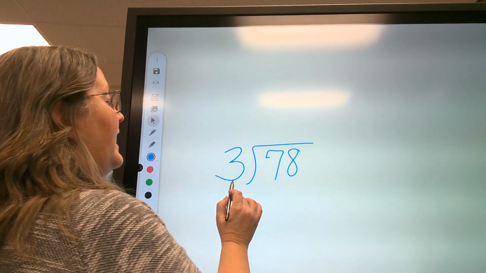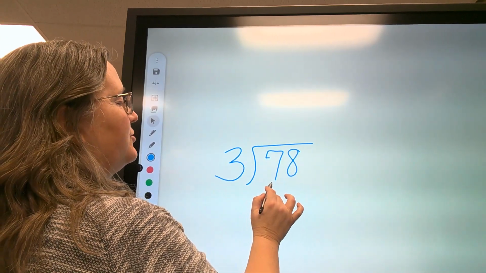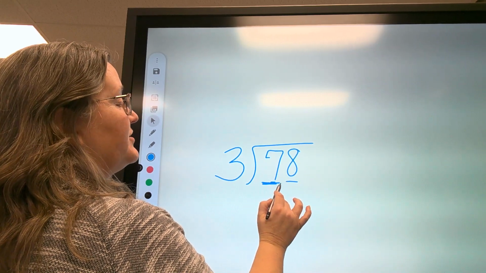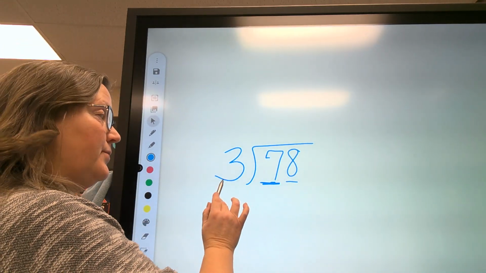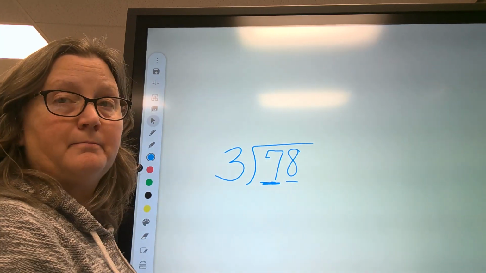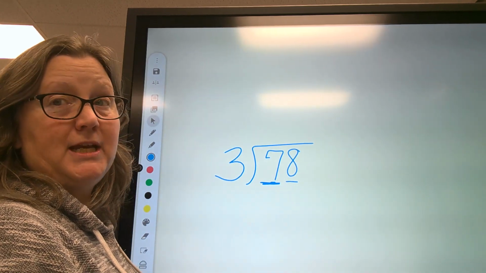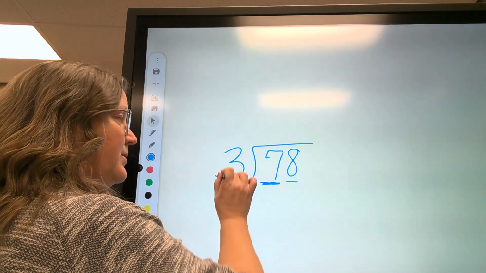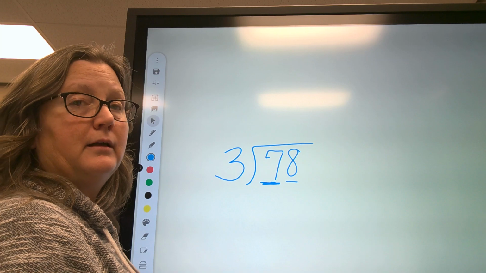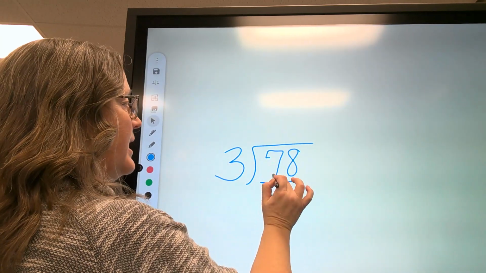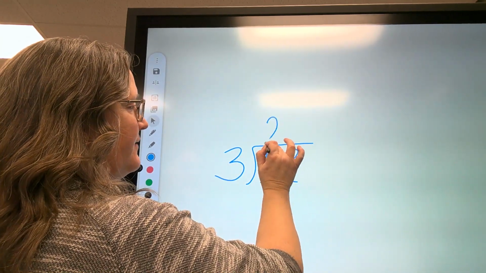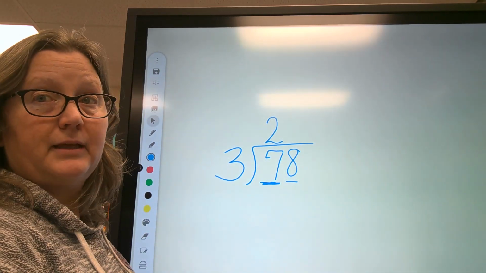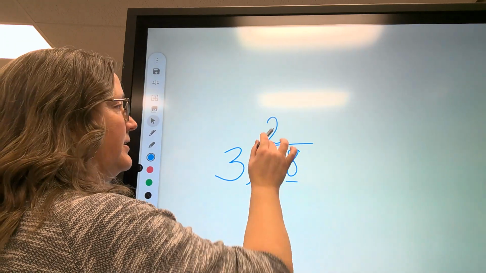So when we have a single digit going into 2 digits, we have to look first at the first digit. Can 3 go into 7? Is it bigger than 3? Yep, then it can go into 7. How many times can 3 go into 7? 2. 3 times what gets us close? 2. I'm going to put right up above that 7 the number 2. I'm not going to put it over here because we'll deal with this number later. Okay? 3 can go into 7 2 times.